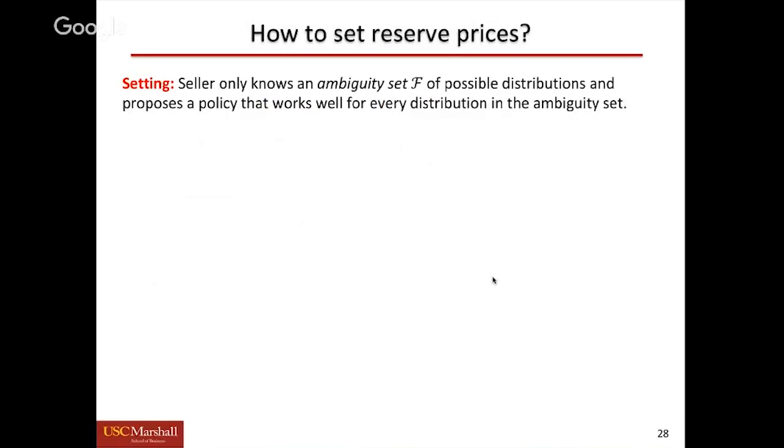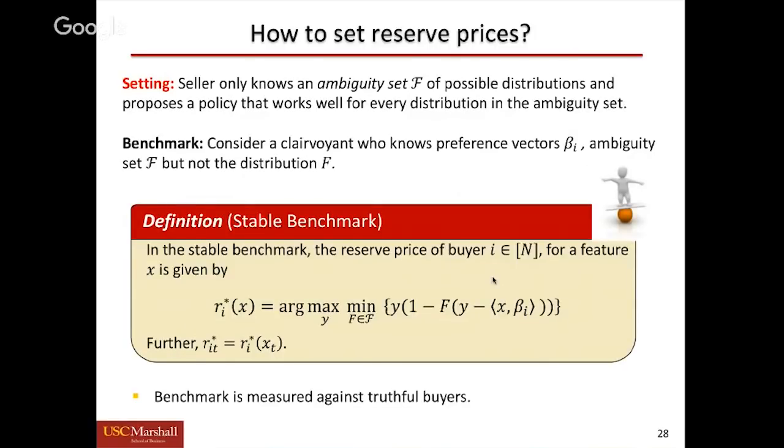And the second question is how do we set the reserve prices? Here, to be fair, we also need to define the benchmark, because previously we were saying that F is known to the seller, so the benchmark has this leverage that knows the preference vectors a priori. Here, F is unknown, so we assume that also the benchmark doesn't know F, but has the ambiguity set calligraphic F, and also knows exactly what the preference vectors are.